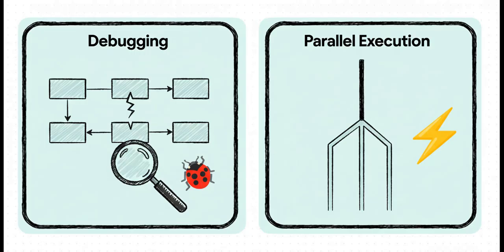Okay, but what happens when things go wrong? Because let's be real, they will. Well, Opal's got your back. The debugging tool is awesome. It lets you run your app one step at a time to find exactly where the error is. And for speed, you can turn on parallel execution so the AI works on multiple things at once, which really cuts down your wait time.